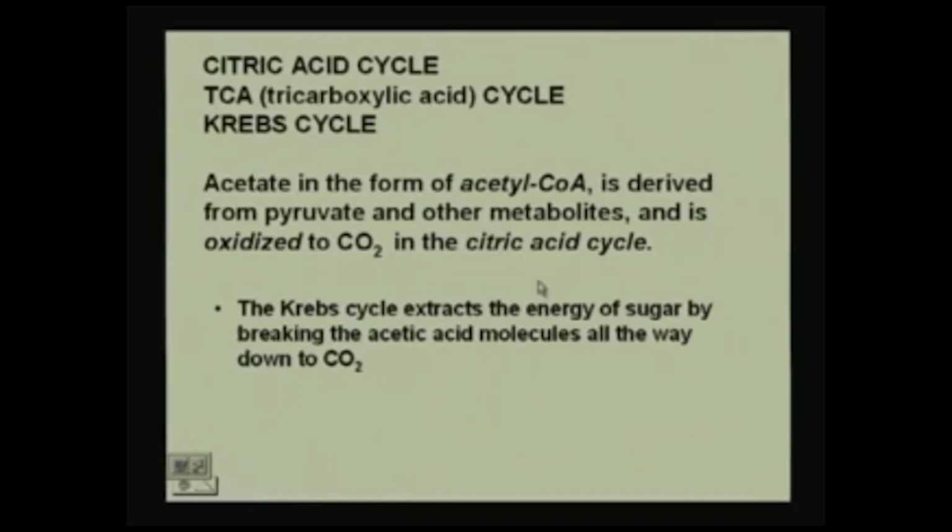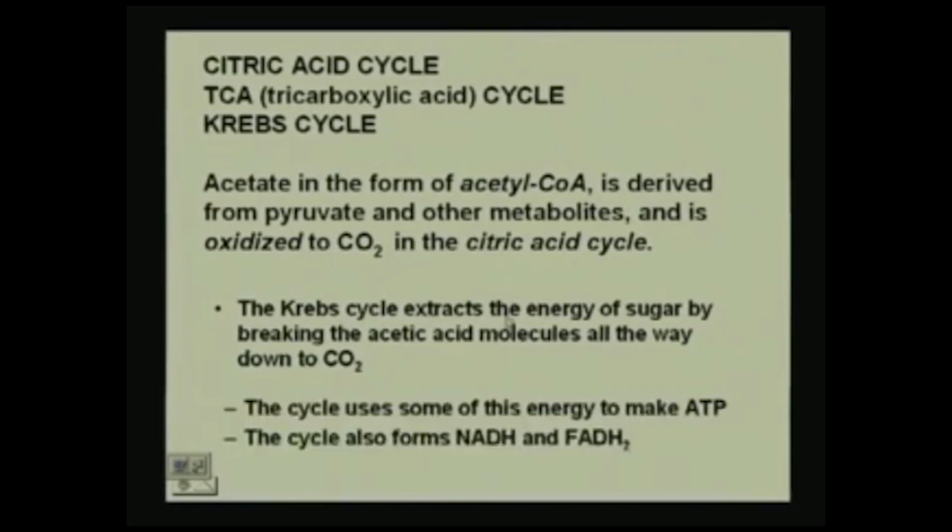The Krebs cycle actually extracts the energy of the sugar by breaking the acetic acid molecules all the way down to carbon dioxide enzymatically. And the cycle uses some of this energy to make ATP, and it also forms NADH and FADH2. And later what we are going to see is an energy balance, to see exactly what is the amount of energy we are going to get from a single molecule of glucose.